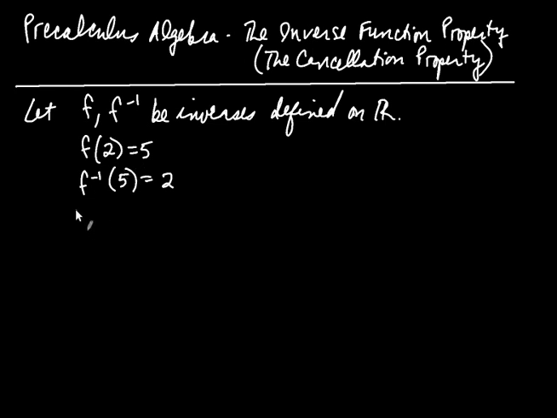So I keep f inverse of f of 2, right? Do you see that I simply took the 5 and I replaced it with f of 2 from the previous line. And then I still have the right-hand side, which is equal to 2. So notice what happened here. This says that if you take 2 and plug it into f, and then you take the output of that and plug it into the inverse, you're back to 2.